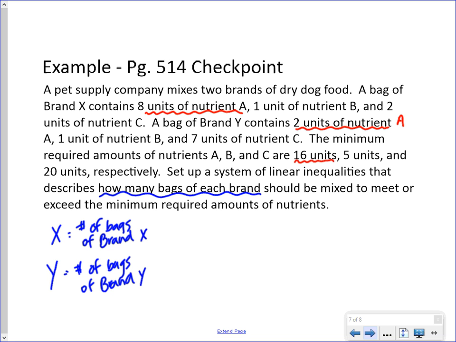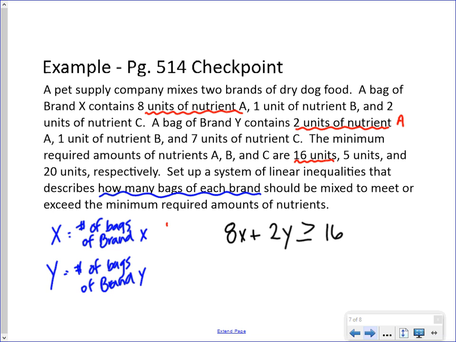I have X bags of brand X. How many nutrient A's do I have? 8X. Plus, how much nutrient A do I get from brand Y? 2Y. It depends on how many bags I buy, right? And I need those nutrients to add up to at least 16. So, greater than or equal to 16.